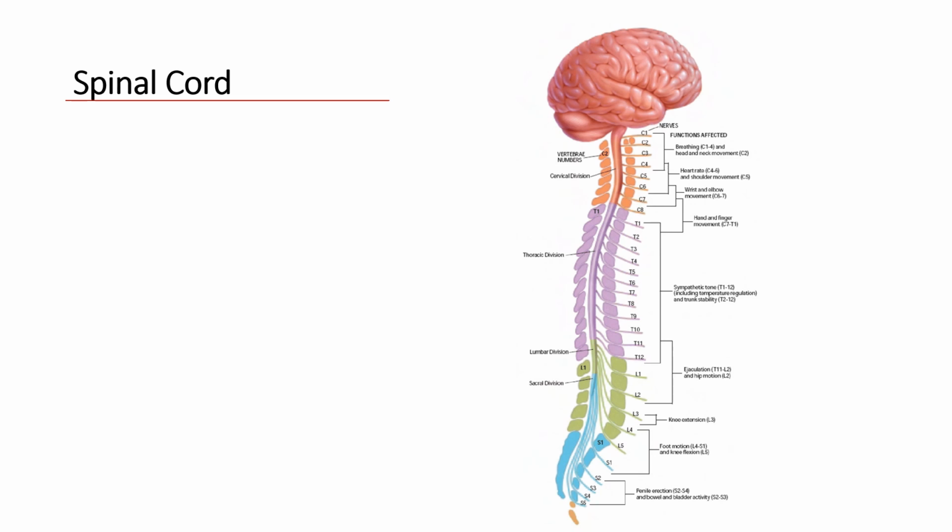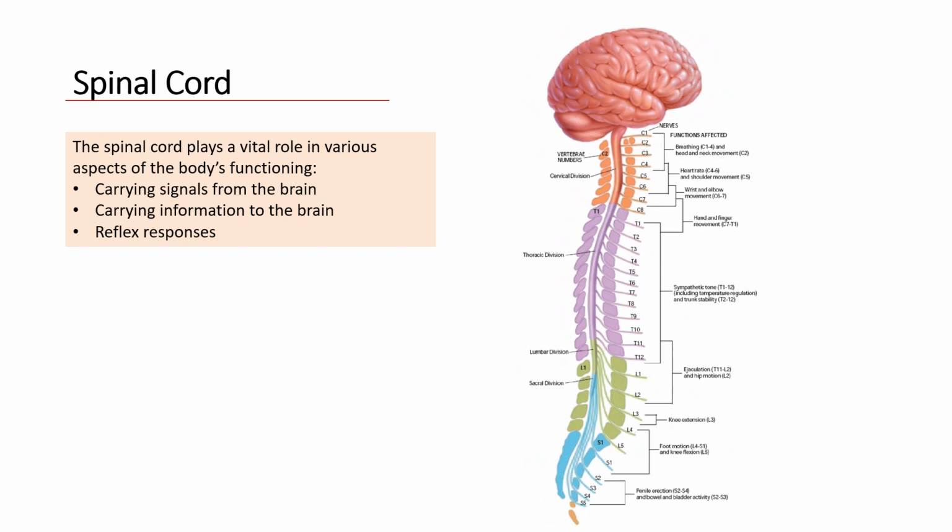The spinal cord plays a vital role in various aspects of the body's functioning, including carrying signals from the brain, for instance, receiving signals from the brain that control movement and autonomic function. It carries information to the brain, meaning transmitting messages to the brain from the body, such as sensations of touch, pressure, and pain, and it is also involved in reflex responses.